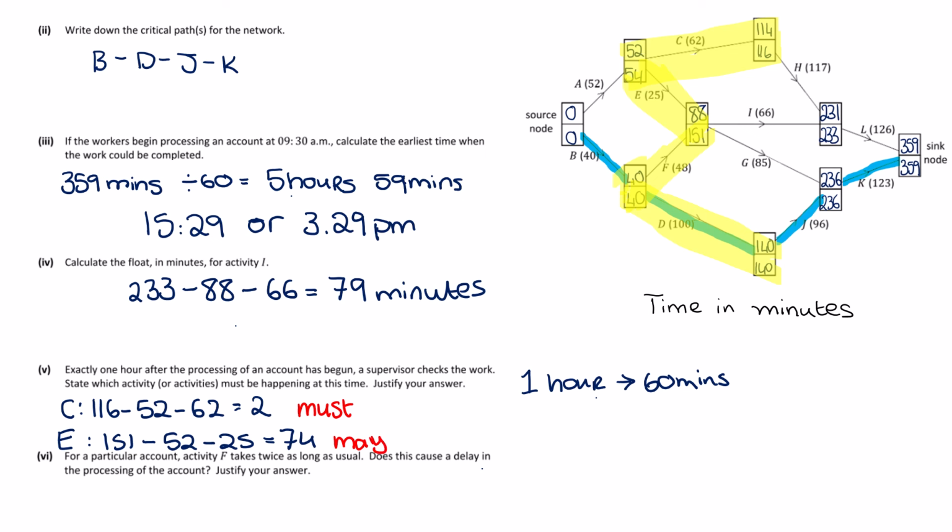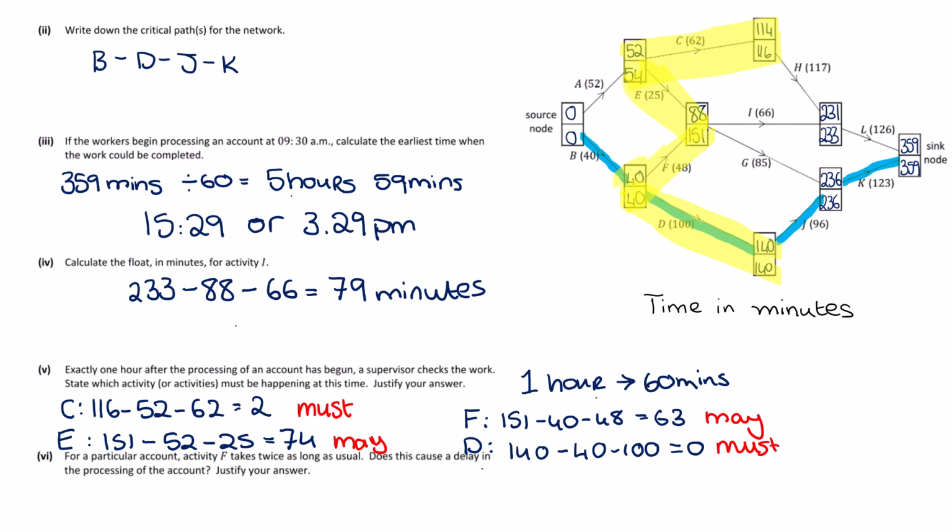Then if we look at F, that is 151 minus 40 minus 48. So 151 minus 88 gives us 63. Again, same issue. It has too much time, so this may be happening, but it does not have to be happening. And then for D, we have 140 minus 40 minus 100, which is 0. It is critical, so this must be happening.